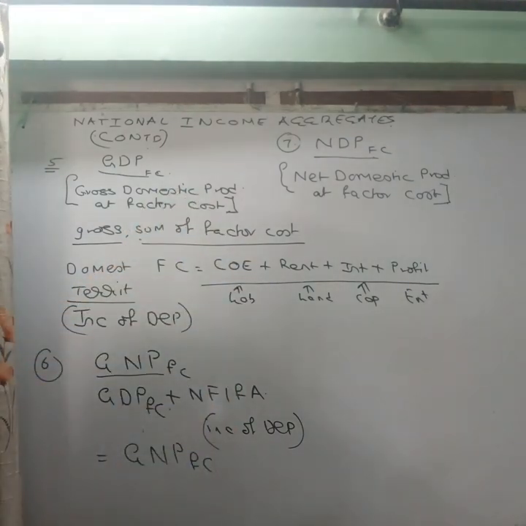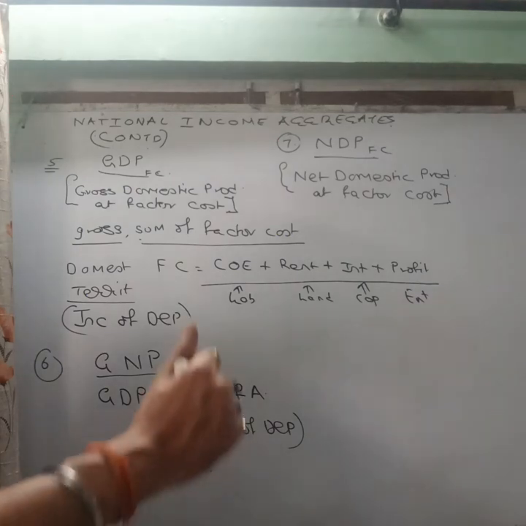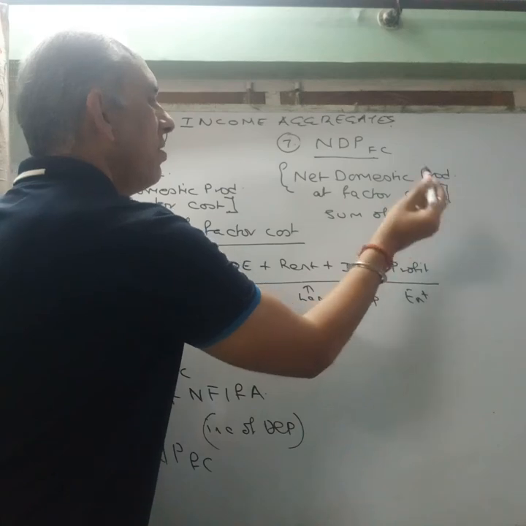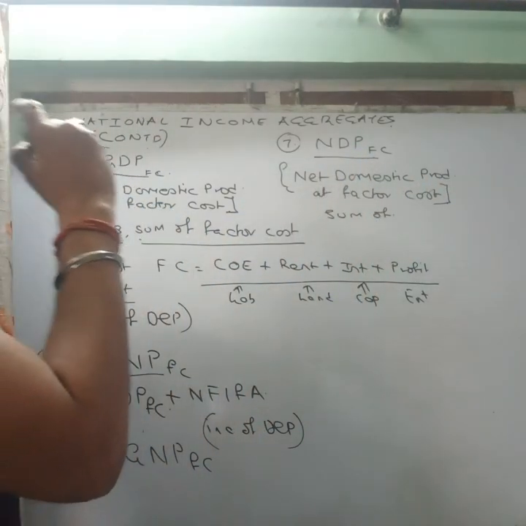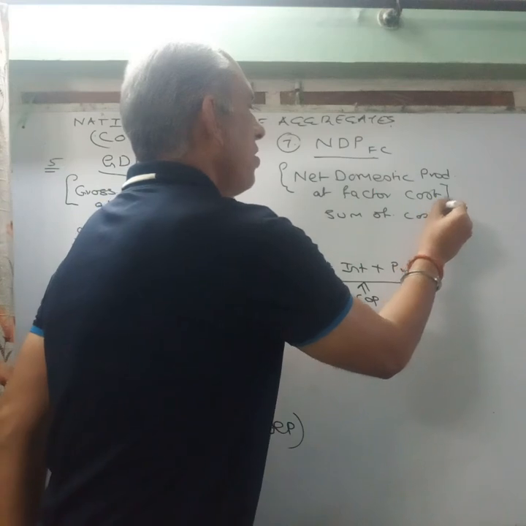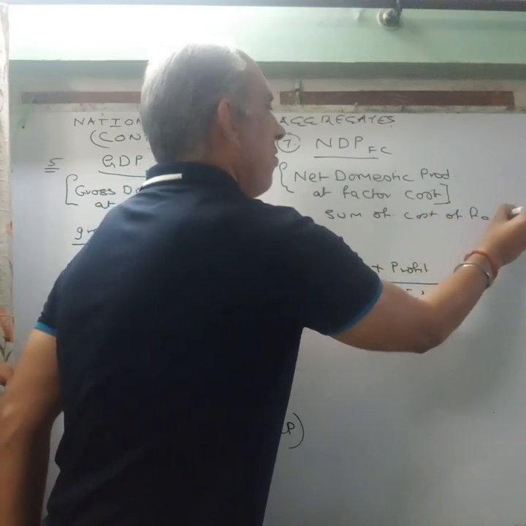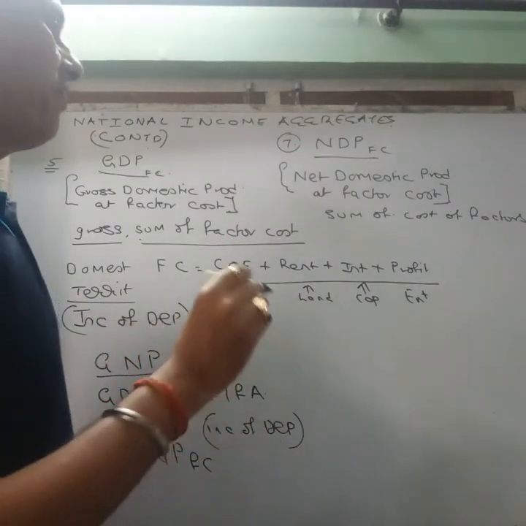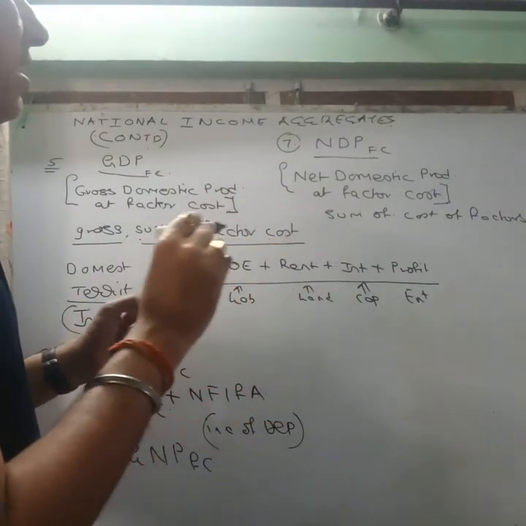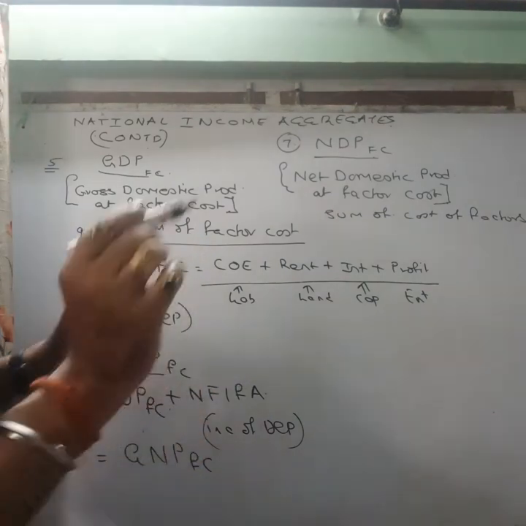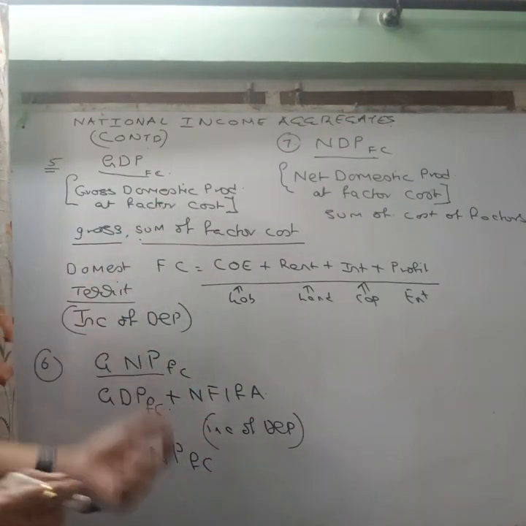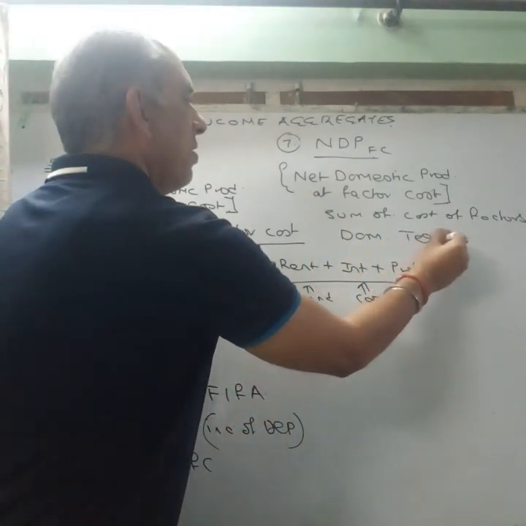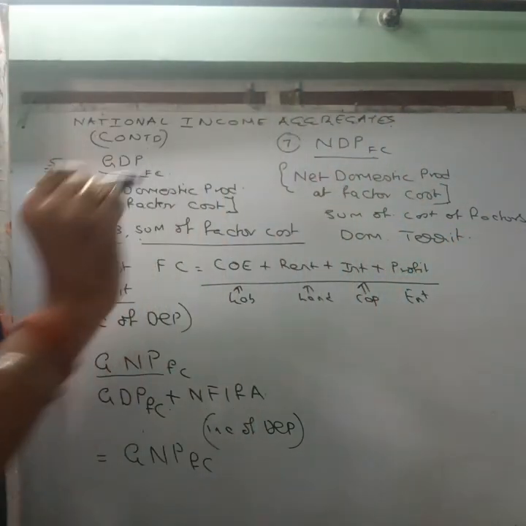Very importantly, it is the sum of the cost of factors, the sum of the cost of the factors in the process of production, wherein the goods are produced within the domestic territory.